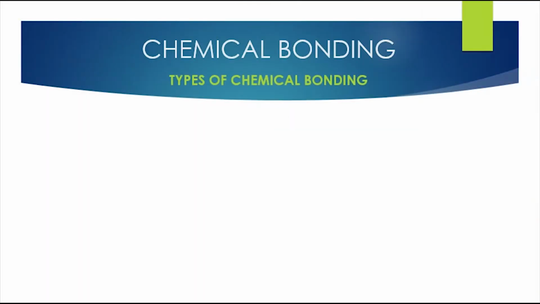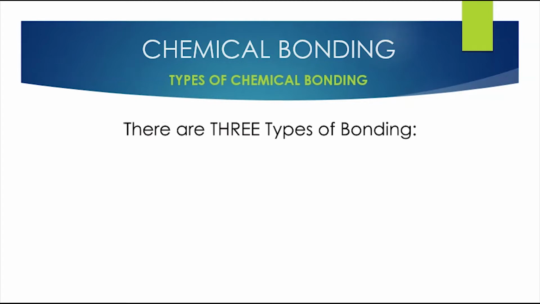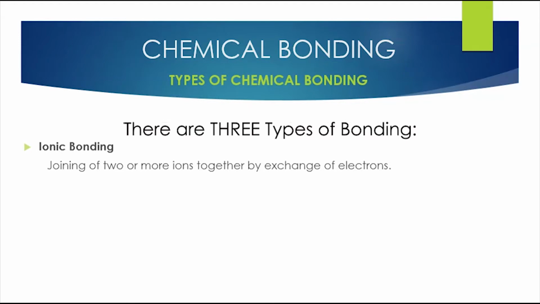Now, what are the types of chemical bonding that occur in chemistry? Well, there are mainly three, and two will be done in detail. The first one is ionic bonding. This is a type of bonding where two or more ions come together, then they exchange electrons. Because of that exchange, they become bonded to each other. And this is the type of bonding that we'll be doing in this lesson.